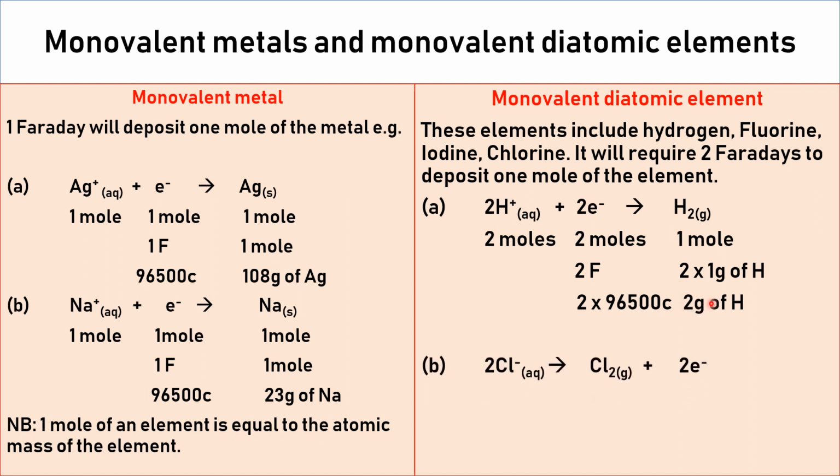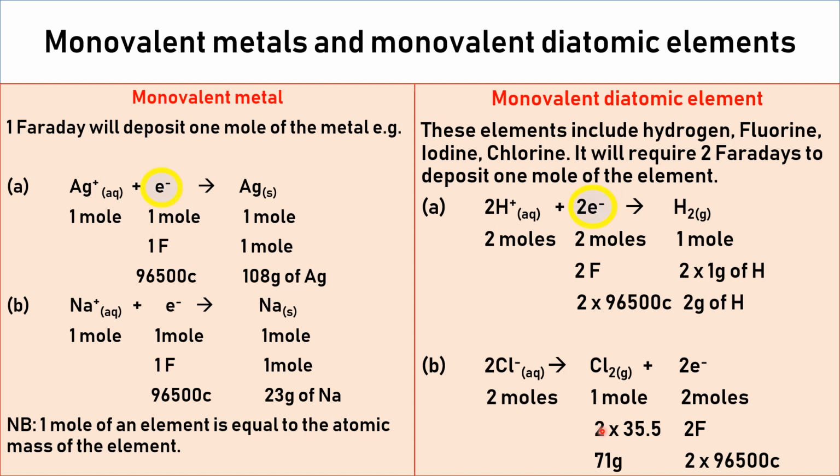Okay, another example is chlorine, which is from chloride ion. So we have 2 moles of chloride ion losing 2 electrons to form chlorine gas. This is 2 moles forming 1 mole of chlorine gas by losing 2 moles of electron. So 2 moles of electron is equal to 2 Faradays, and the atomic mass of chlorine is 35.5. Here we have 2 chlorine, so that will be 35.5 times 2, and that is going to give us what? 71 gram of chlorine requires 2 times 96,500 coulombs of electricity.